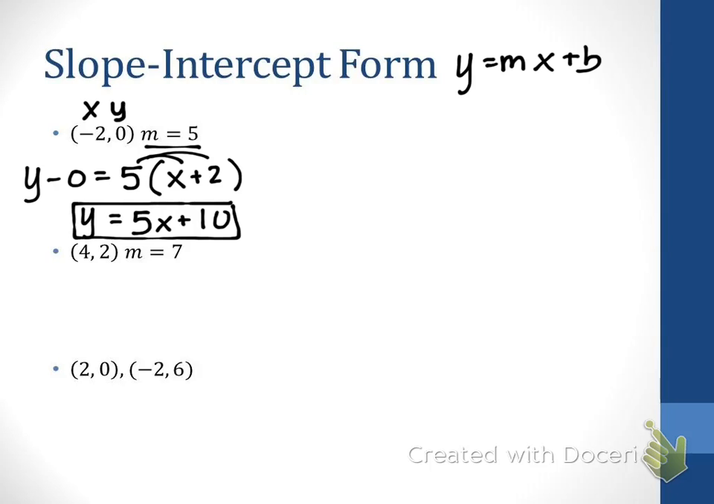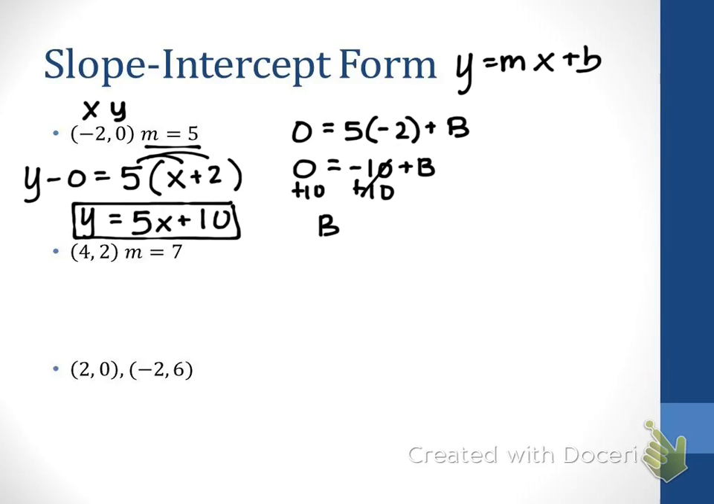So we would say x and y. I would use 0 equals m, which is 5, times negative 2, which is x, plus b. Then I would multiply: 0 equals negative 10 plus b. I would add 10, and I would get b equals 10. So I still get the same y-intercept, but now that I know m and b, I would go back to slope-intercept form and plug in those numbers.